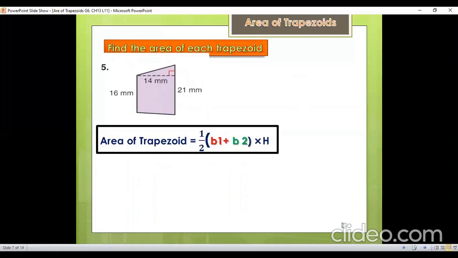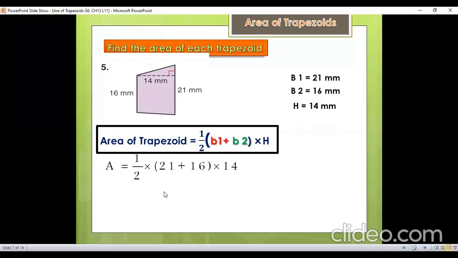Number five, find the area of E. We have base 1 is 21 millimeter, base 2, 60 millimeter, and the height is 14 millimeter. By substituting in our formula, area of trapezoid equals half, base 1 plus base 2, multiplied by height. Area equals half multiply 21 plus 16, multiply by 14.